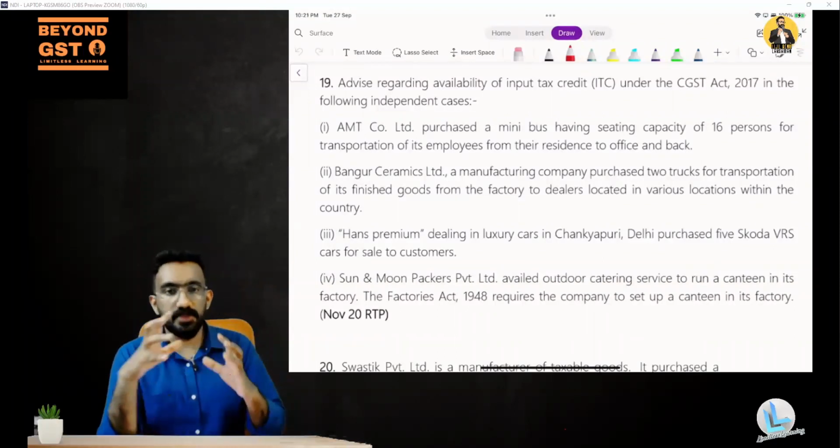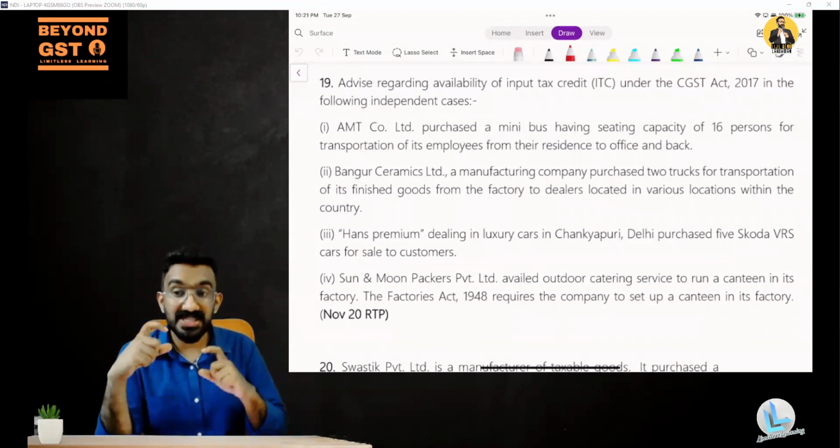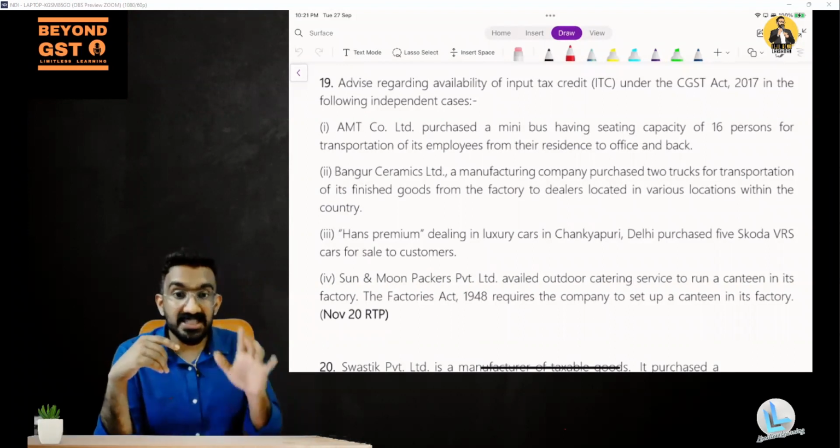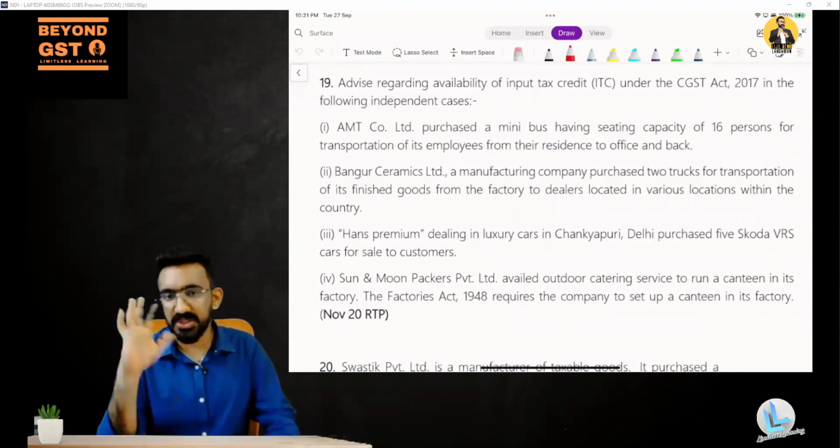Because this is a motor vehicle meant for transportation of passengers. Seating capacity is 16. When will it be blocked? It's less than 13, including driver. So this is not blocked. You can take ITC.